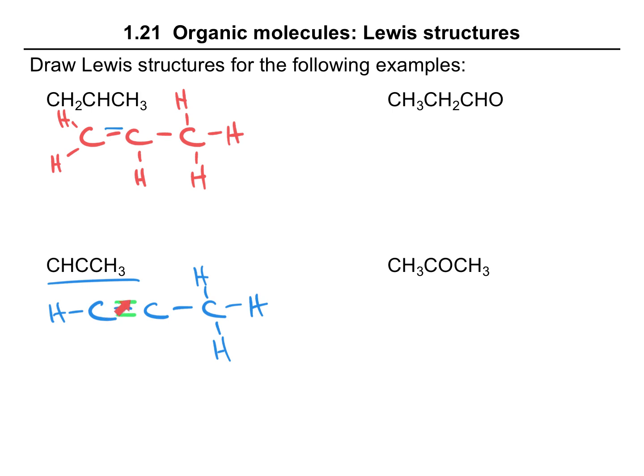So the triple bond, this tells us that we have 2, 4, 6 electrons being shared between these 2 carbons. So now this carbon has 4 bonds, it has its octet. This carbon has 4 bonds, it has its octet. This carbon has 4 bonds, it has its octet, and each hydrogen is satisfied as well. This is an example of an alkyne, a hydrocarbon that contains a carbon-carbon triple bond.